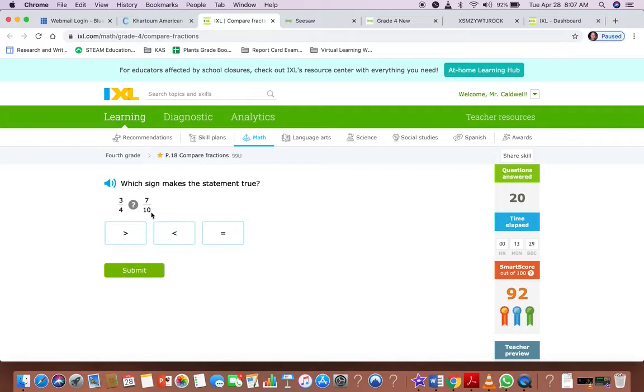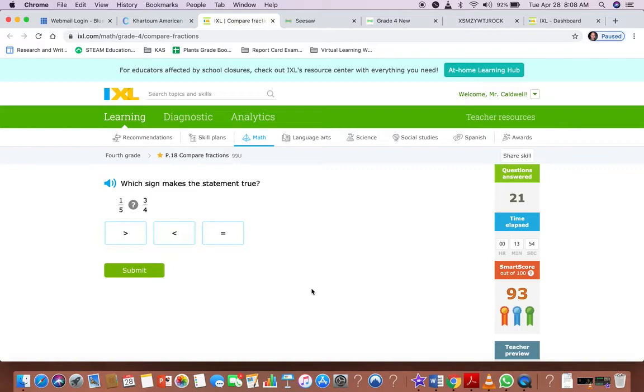All right, 7/10 and 3/4. If you knew 3 out of 4 is the same as 75%, and 7 out of 10 is the same as 70%. Okay, so 75 would be greater than 7 out of 10.